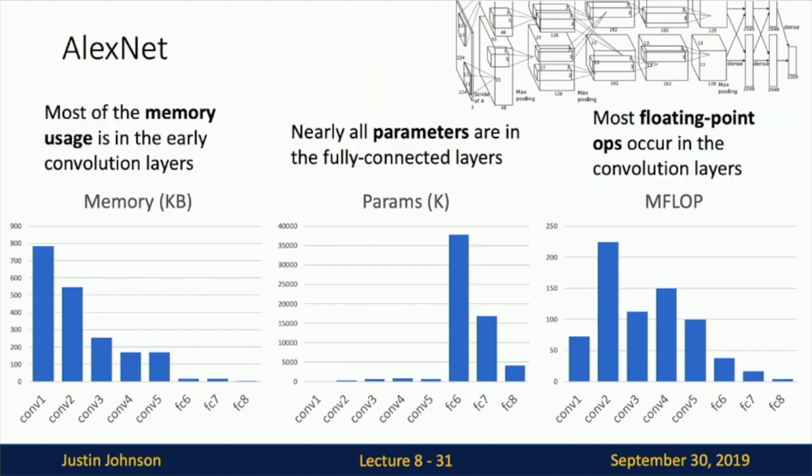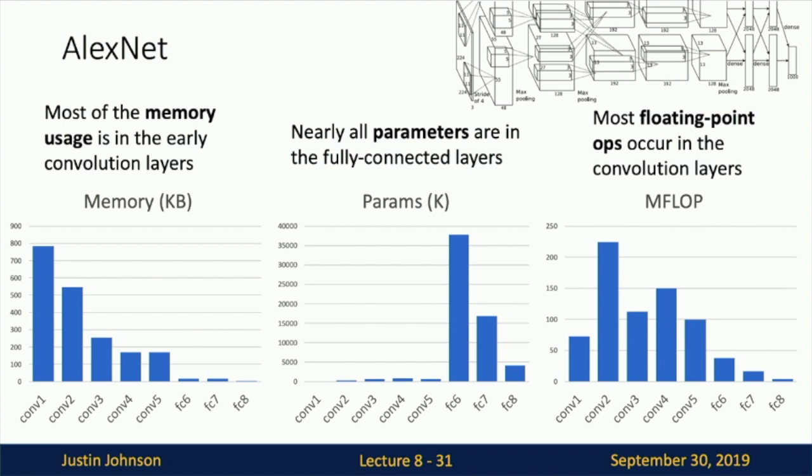And here we can redraw that exact same data of the amount of memory, the number of parameters, and the number of flops for each layer of this network and convert it into some bar charts. So here we see a couple of very interesting trends. If we look at the chart on the left, this shows the amount of memory that is used at the outputs of the five convolutional layers and at the outputs of the three fully connected layers.